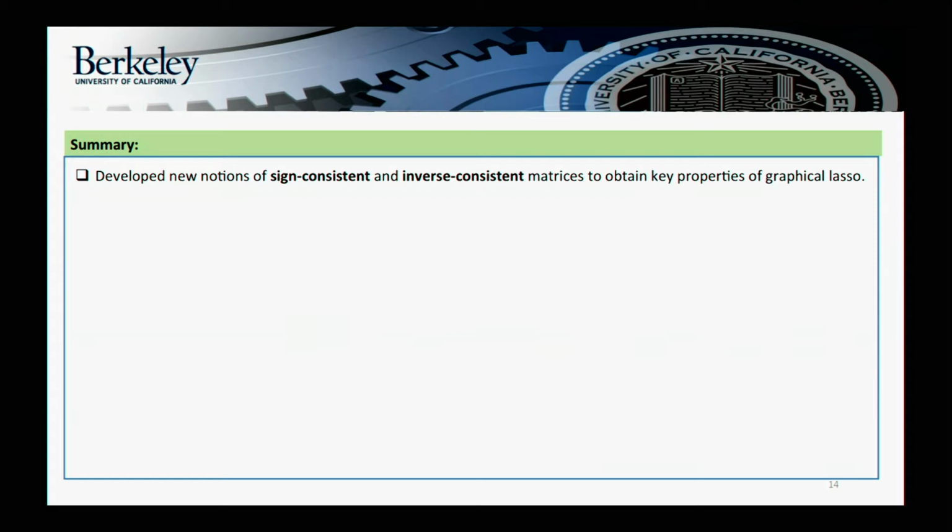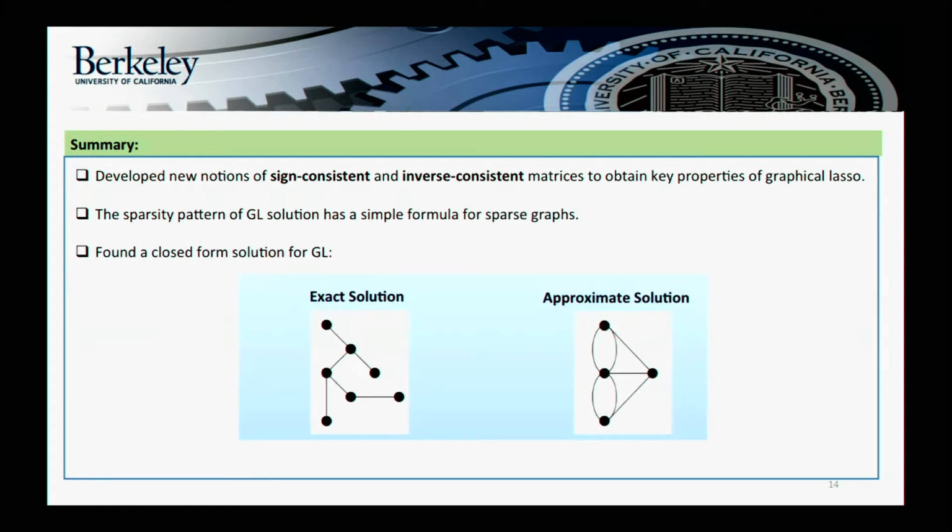Okay, so first we developed new notions of sign-consistent and inverse-consistent matrices to find key properties of the solution of graphical lasso. And then we use this to show that the sparsity pattern of graphical lasso has a simple formula for a sparse graph. Using this, we can find a closed-form solution for graphical lasso, which is exact if the graph we are looking for is acyclic, and an approximate solution otherwise. And then we're going to extend our results to chordal structures.